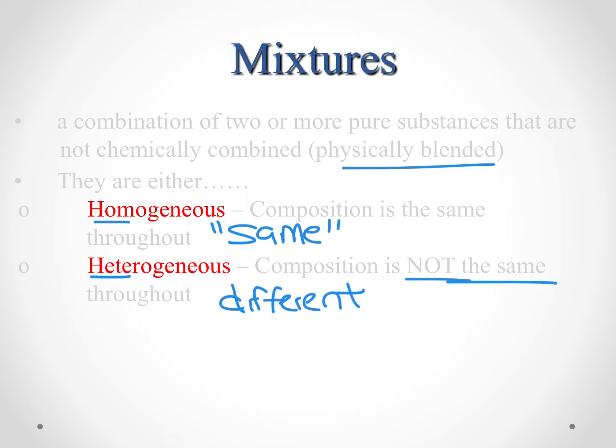Same, different. A homogeneous mixture has what we call a uniform composition. It means it's all the same. When people wear uniforms, they're all dressed the same, right? If it has a uniform composition, then it's all going to look the same. See that word a lot when you talk about homogeneous mixtures.